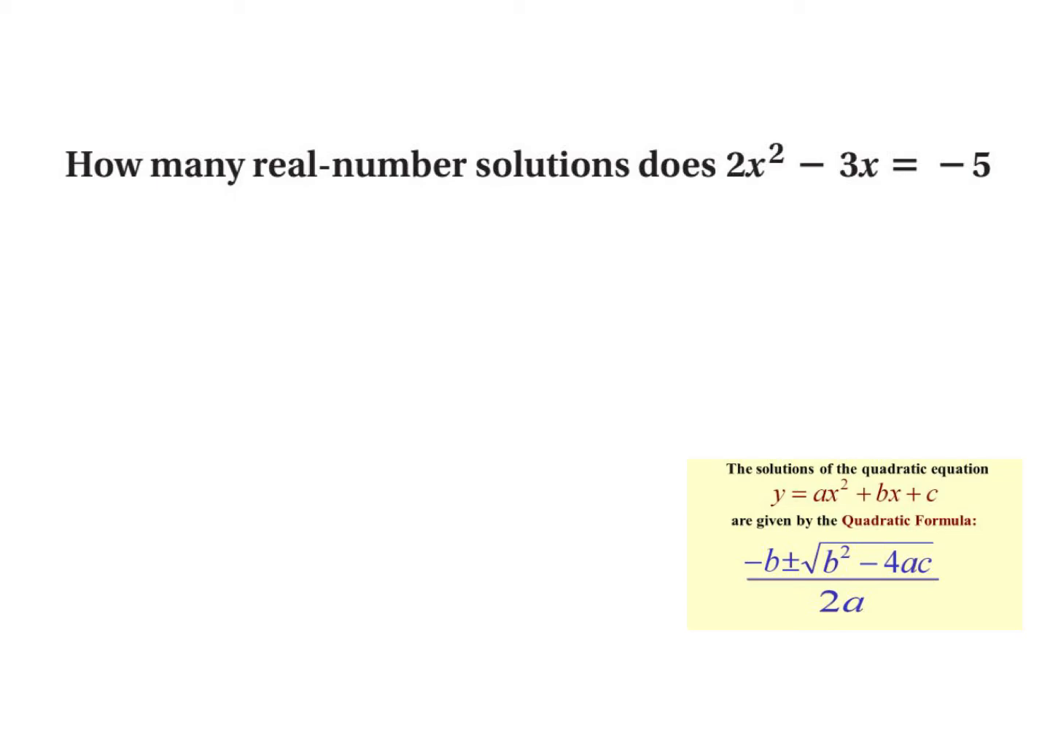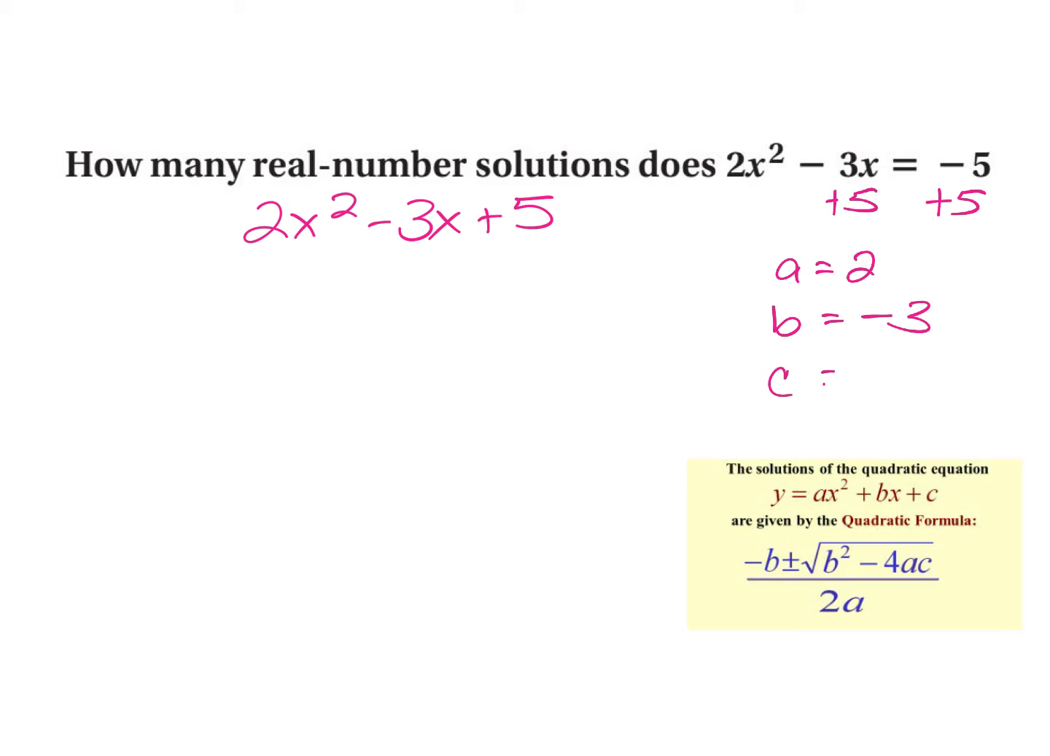All right, so first things first is I need to get this in the proper format. So I'm going to add 5 on both sides. So this gives us 2x squared minus 3x plus 5. So then I would have a as a value of 2, b is negative 3, and then c is a positive 5.